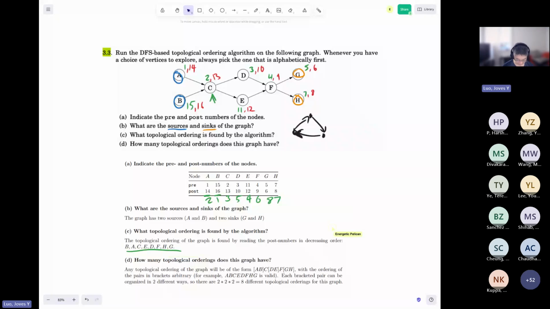How many topological orderings does this graph have? I already said that we could pair these up. B and A can be swapped. E and D can be swapped. H and G can be swapped. So you end up with 2 times 1, because C cannot be swapped, times 2 times 1 times 2. That equals 8. So the answer is 8. You have 8 different ways because those 3 pairs can be swapped interchangeably.